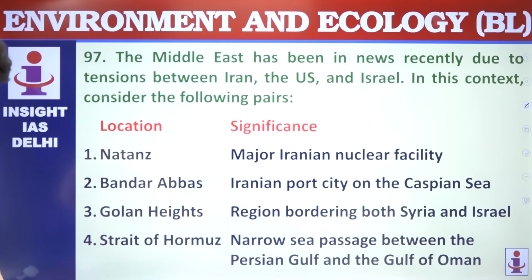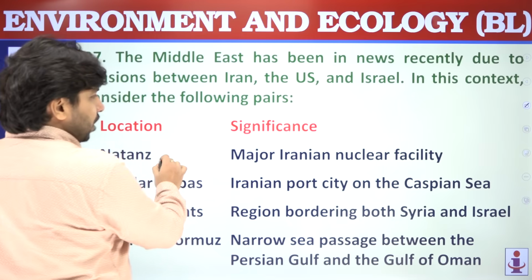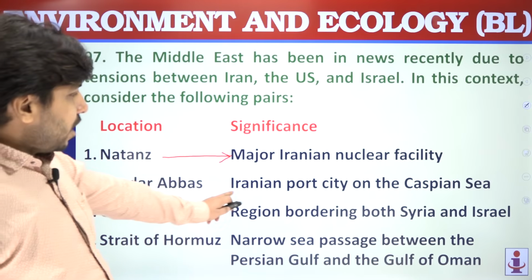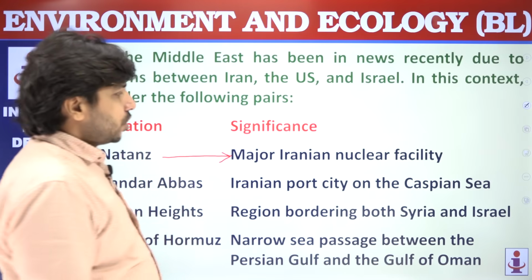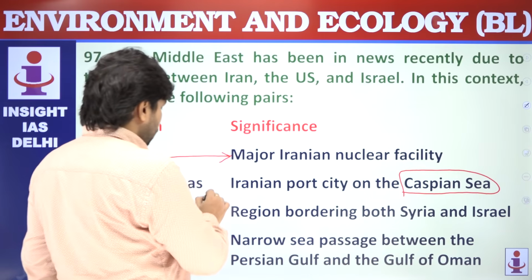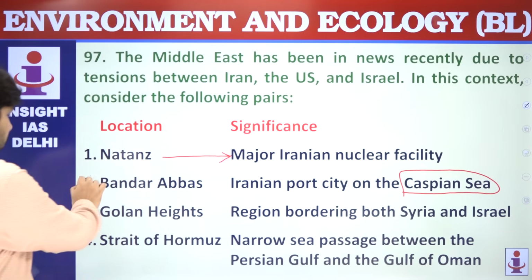Okay, these are the places in news from the Middle East region. Natanz is a major Iranian nuclear facility. This is correct. Bandar Abbas, Iranian port. Bandar Abbas is an Iranian port city on the Caspian Sea. This is not correct. It is not on the Caspian Sea. So this is not correct.